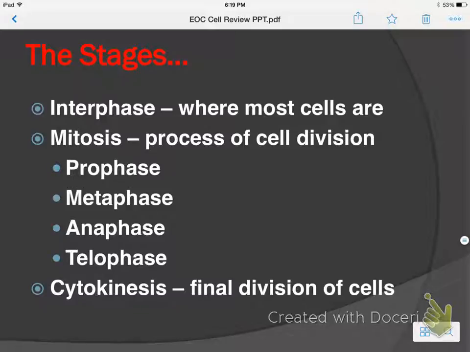The stages. So interphase, mitosis, cytokinesis. Mitosis has 4 within it. Okay, so prophase, metaphase, anaphase, telophase. You need to have that order memorized, but you also need to be able to identify pictures at each stage.